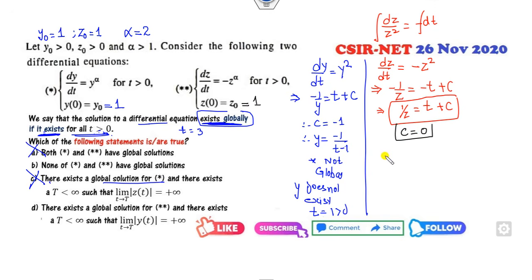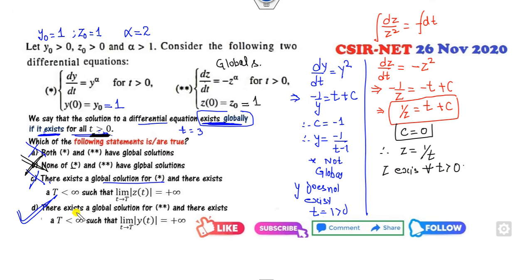So what is the answer of this? So z will be 1 over t. Now since t is strictly greater than 0, that means z exists for all t which is greater than 0. So that means this has a global solution. So none of them have a global solution. That's cancel. So the only left option is D, the correct answer.